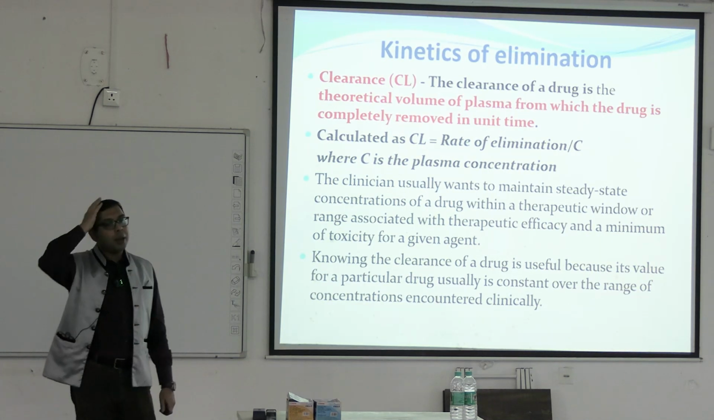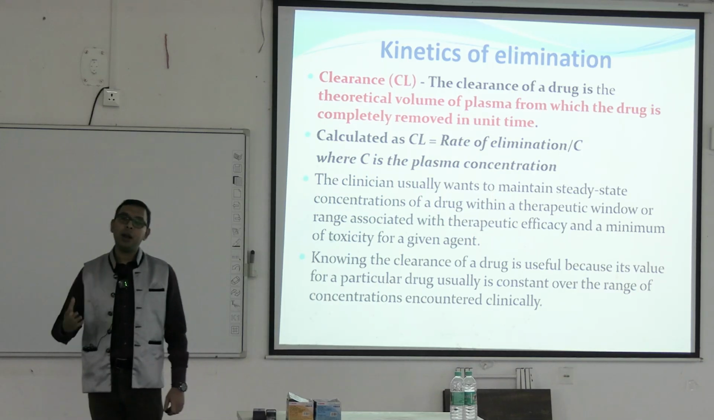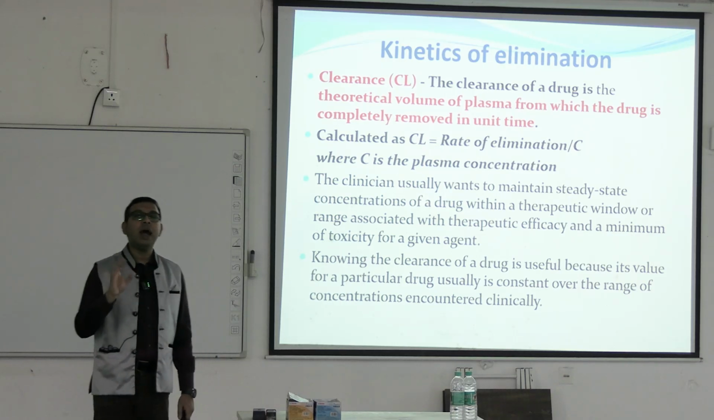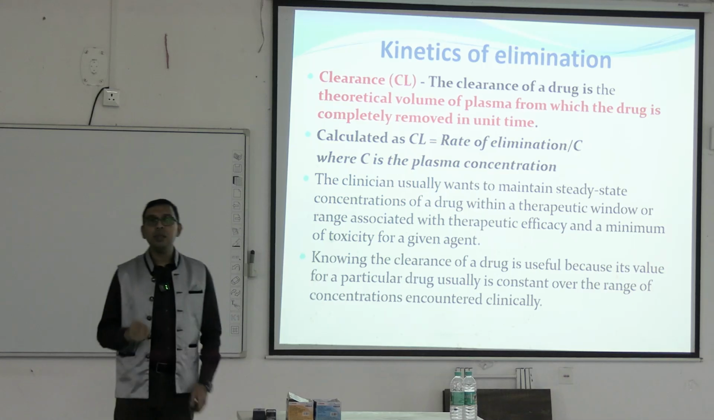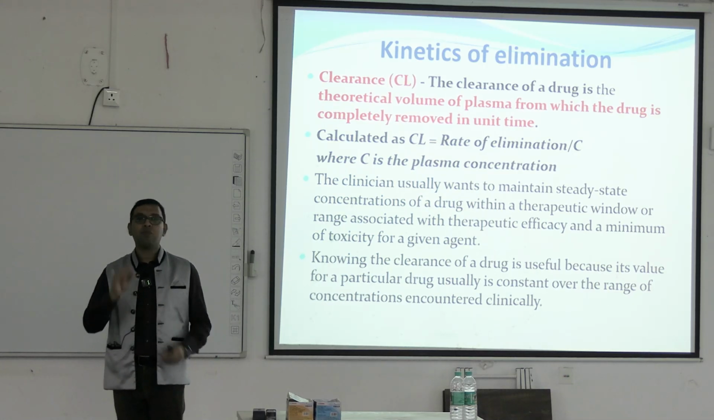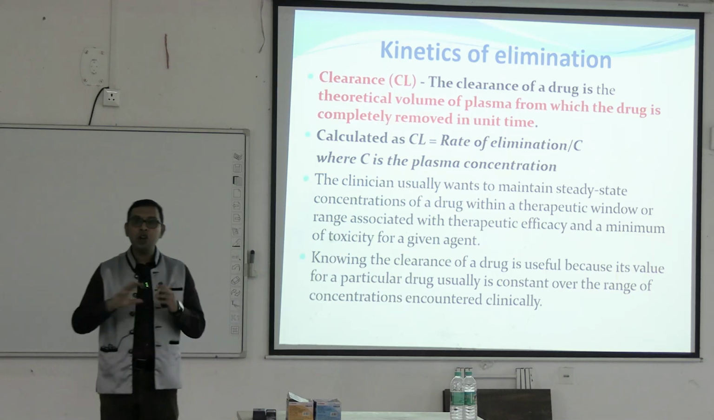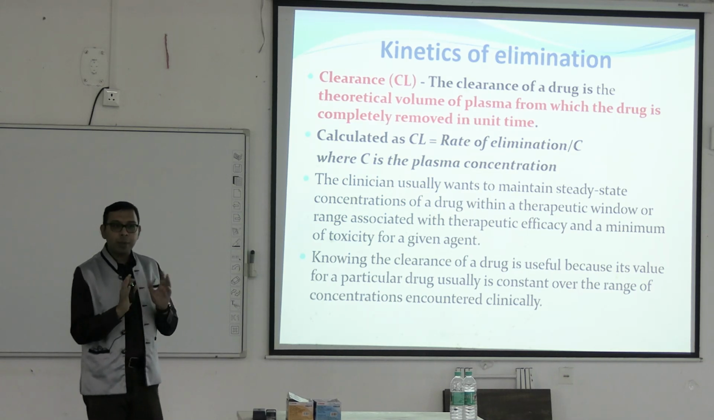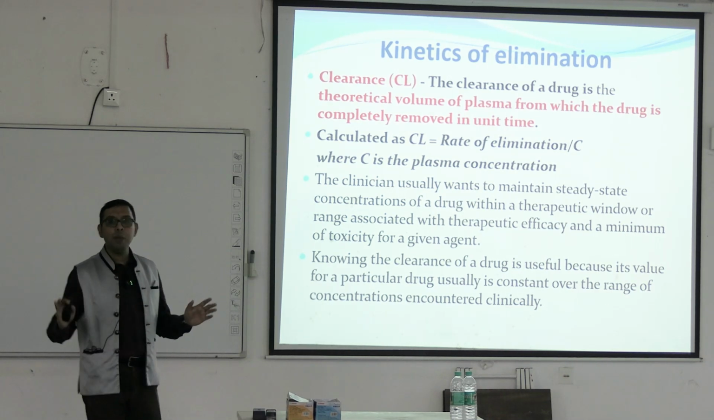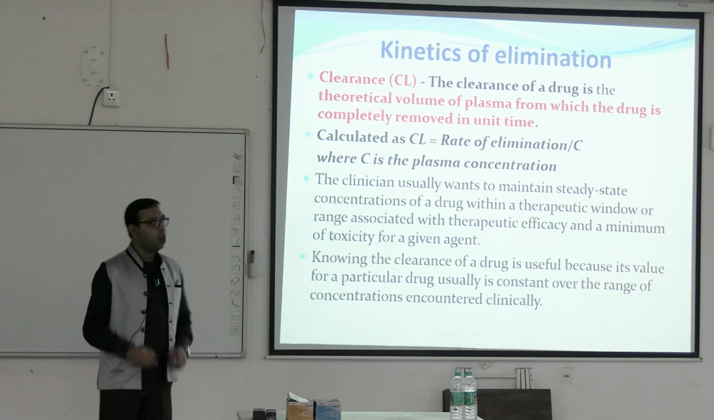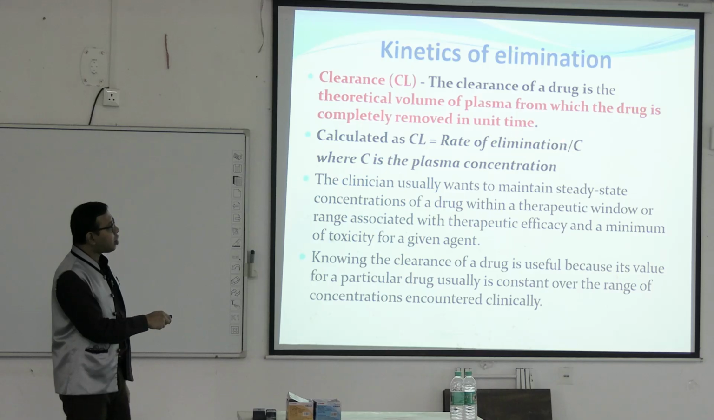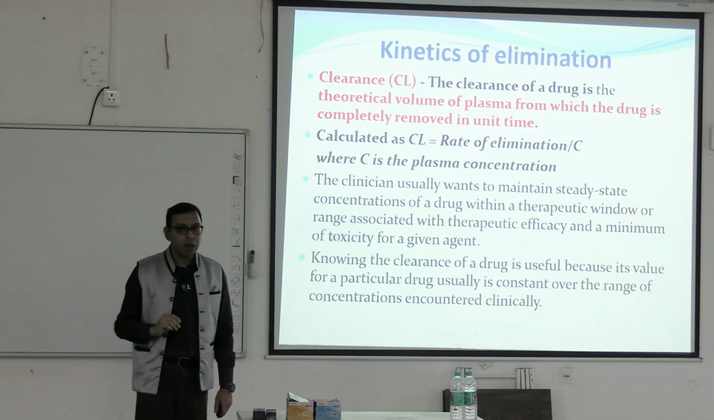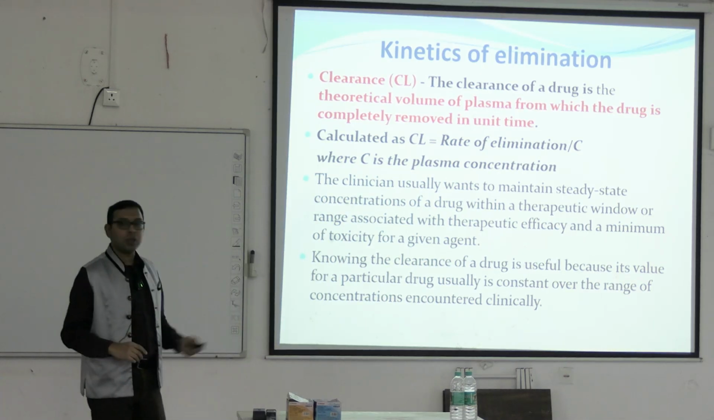Now coming to the kinetics of elimination. Previously I have told that you have already read about the bioavailability and the volume of distribution of the drug. The next important pharmacokinetic parameter is the clearance of the drug. What is clearance? Clearance is basically a theoretical volume of the plasma from which the drug is eliminated in total in unit amount of time. So it is a theoretical volume of plasma. We can assume it is a mathematical model from which the drug is completely eliminated in unit time. It is usually calculated as rate of elimination divided by plasma concentration. So for clearance of a drug, in the numerator there is the rate of elimination of the drug, and in the denominator there is the plasma concentration of the drug.